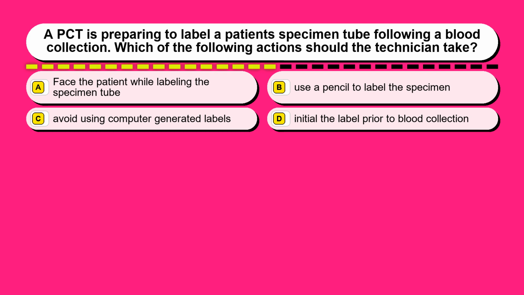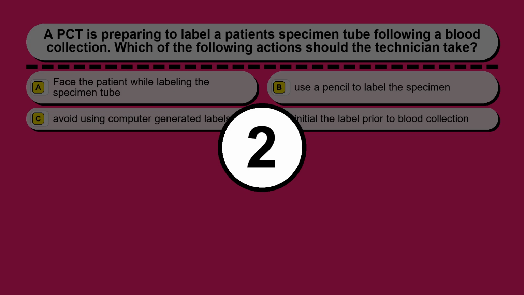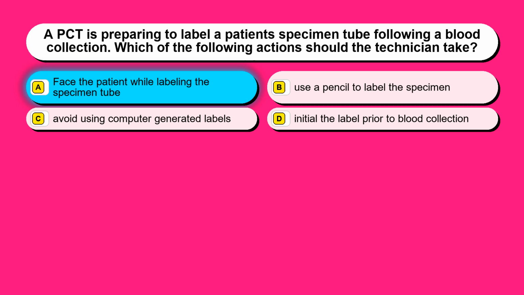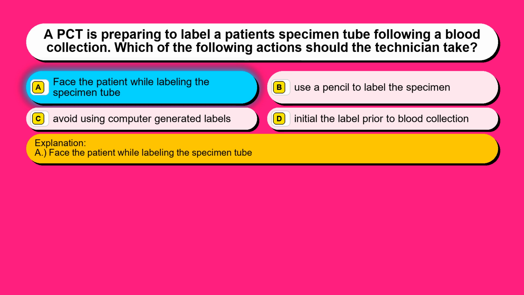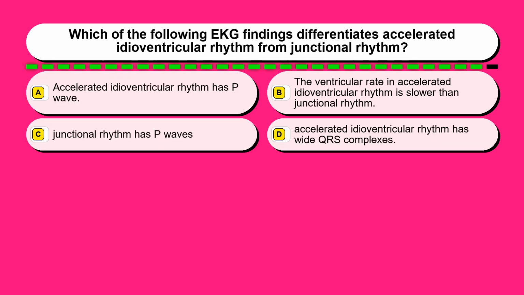Option A, face the patient while labeling the specimen tube. Option B, use a pencil to label the specimen. Option C, avoid using computer-generated labels. Option D, initial the label prior to blood collection. The correct answer is option A, face the patient while labeling the specimen tube. Question 66. Which of the following EKG findings differentiates accelerated idioventricular rhythm from junctional rhythm?